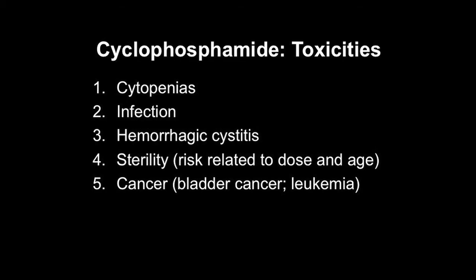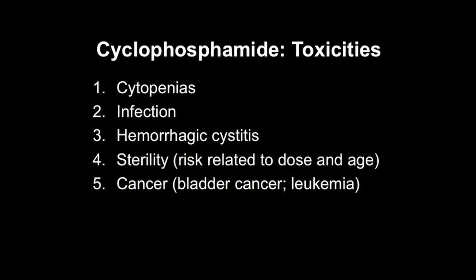It can cause sterility. It's age-related, but say a 20-year-old who gets a lot of cyclophosphamide might have a 25% risk of sterility. And as you get older, that risk goes up, approaching 50%. It can cause cancer, leukemias, and bladder cancer. So we try to avoid this drug if we can.